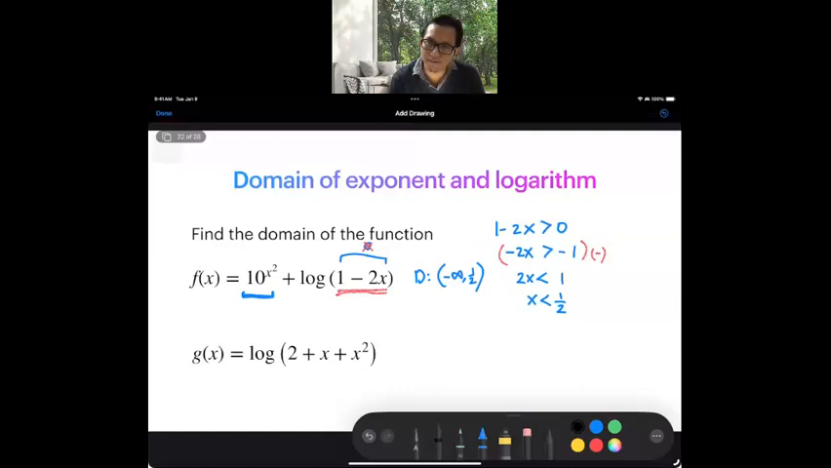Can log be minus? I don't know. Cannot, right? So again, this is the same principle as the first one. Every component inside the log needs to be greater than 0. It cannot be equal to 0. Okay? It needs to be greater than 0. It cannot be negative. It cannot be 0.